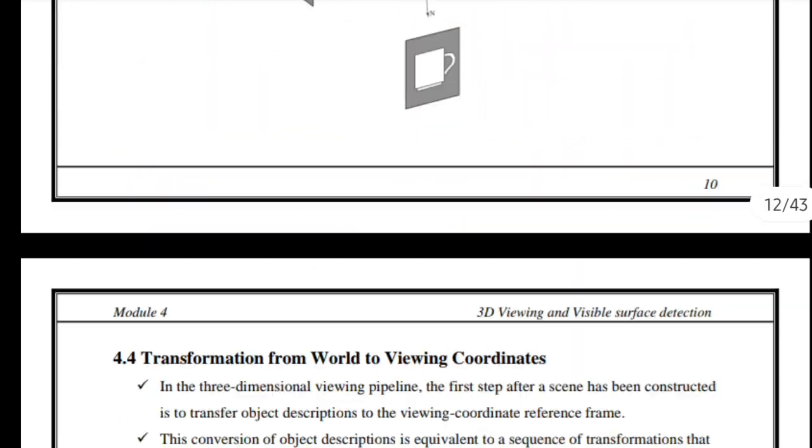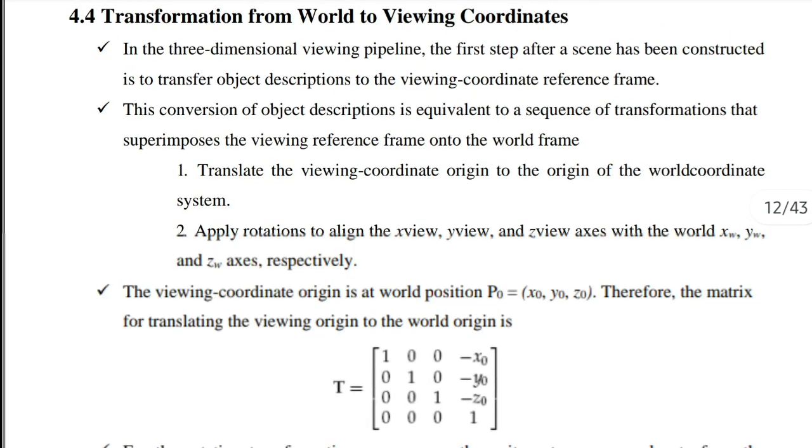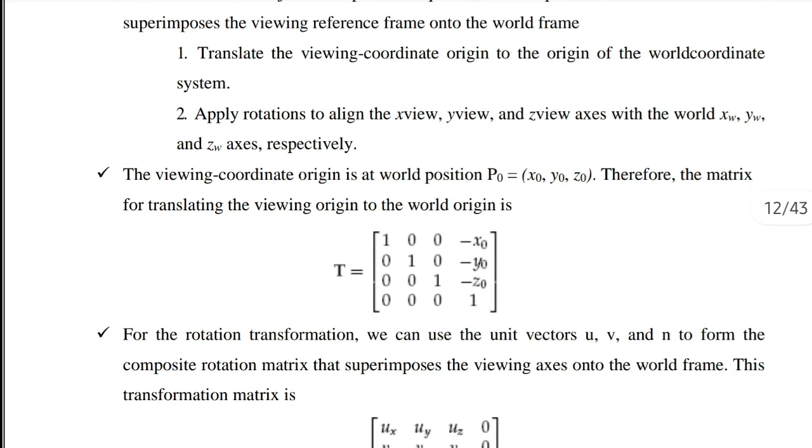Okay, so let's move on to the fourth topic, which is transformation from world to viewing coordinate. World coordinate, then the next topic is the viewing coordinate. From the world to viewing coordinate, how do we transform? To convert the object from the world coordinate to the viewing coordinate, two things you have to do. Translate the viewing coordinate origin to the origin of the world coordinate system. Apply the rotations to align the x, y and z view axes with the world x, y and z axes. So first transform it into the world frame, and then do the transformations along the x axis, y axis and z axis, rotation or translation, whatever you want to do, as the final transformation to the world position.